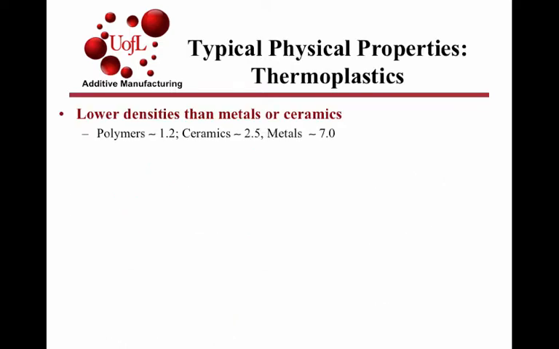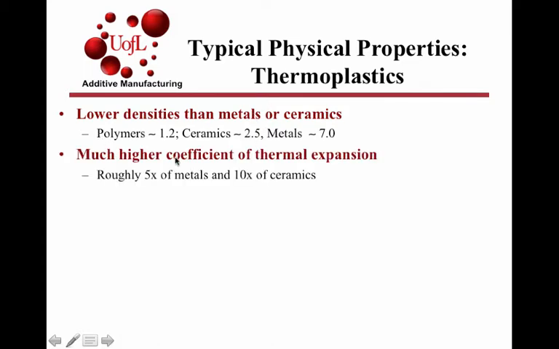Typical physical properties of thermoplastics, to recap. Compared to metals, they are lower in density, typically lower than most ceramics as well. They have a much higher coefficient of thermal expansion than metals or ceramics. They have much lower temperatures for melting typically. There are, of course, many examples of metals that have low melting points. For instance, mercury is a liquid at room temperature, right? There are other alloys such as solder alloys that melt lower than some high temperature polymers as well.